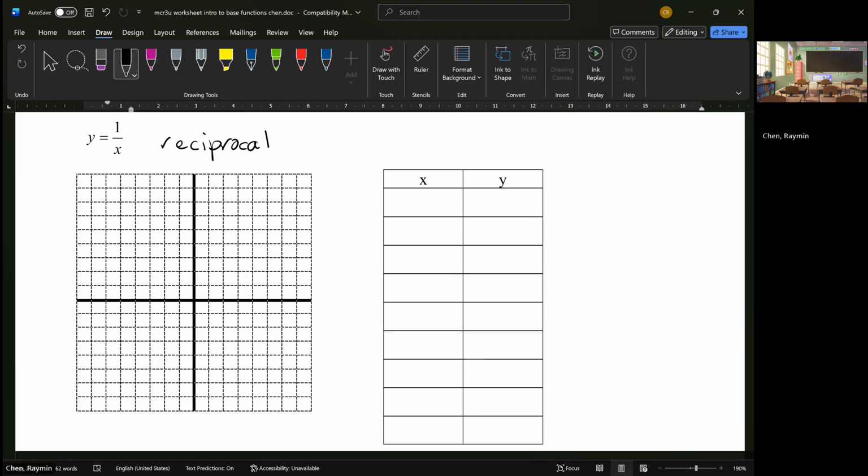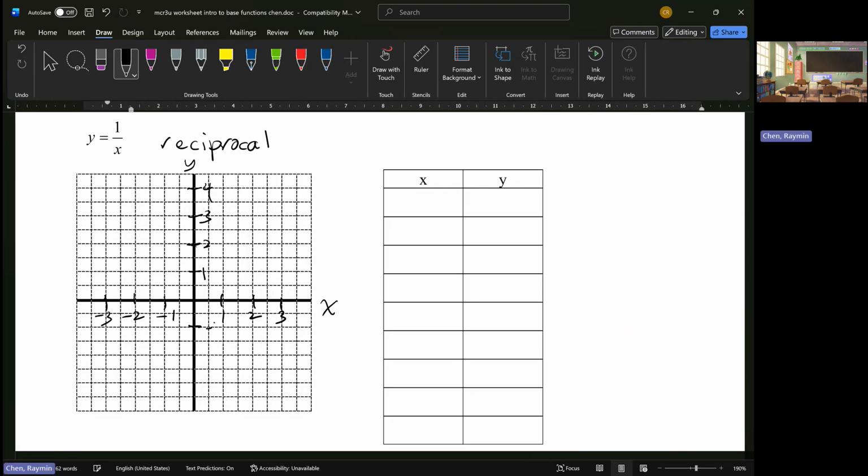Reciprocal. Now for this one, I am actually going to put the scale out, and the reason why is because I want you to see it properly. That's 1. That's 2. That's 3. That's 4. So each square is actually 0.5. Take a moment again if you want to try it yourself.